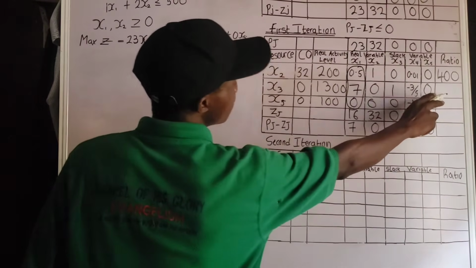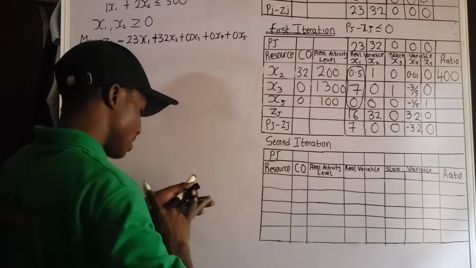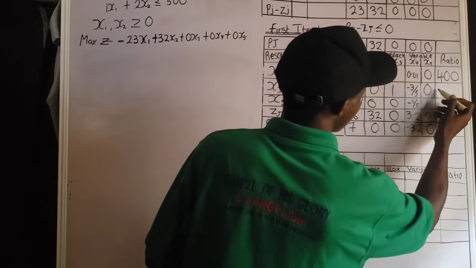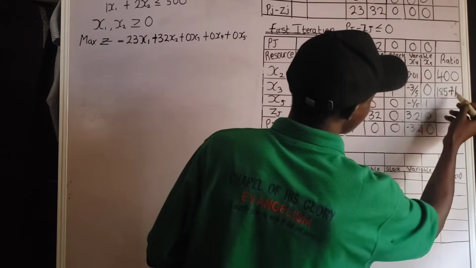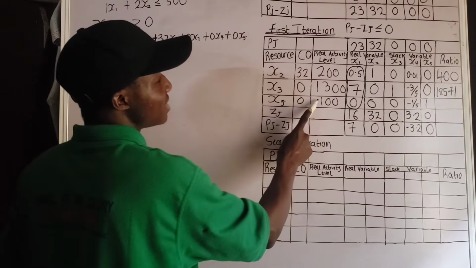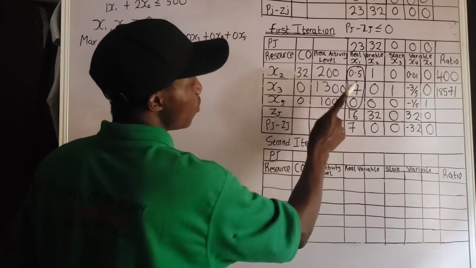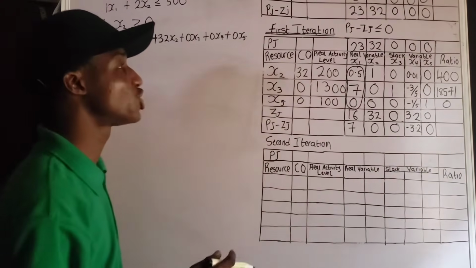Okay, let's get the value of the ratio of these cells. 1300 divided by 7 is 185.71. Okay, let us get the ratio of these cells. I'm going to divide 100 by 0, that is 0. So I have gotten the ratio.